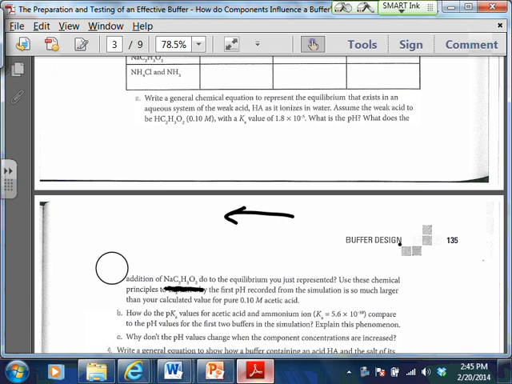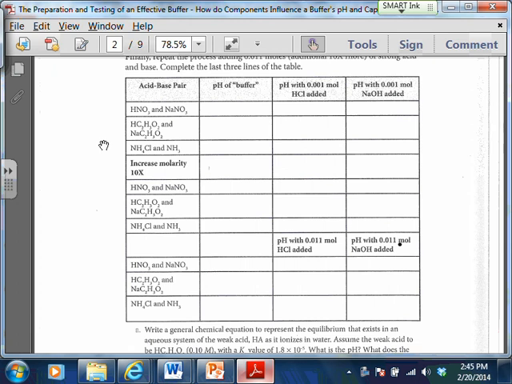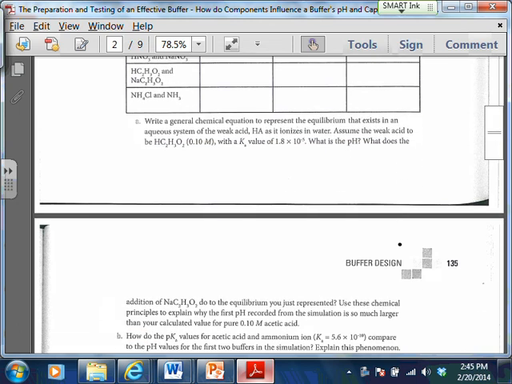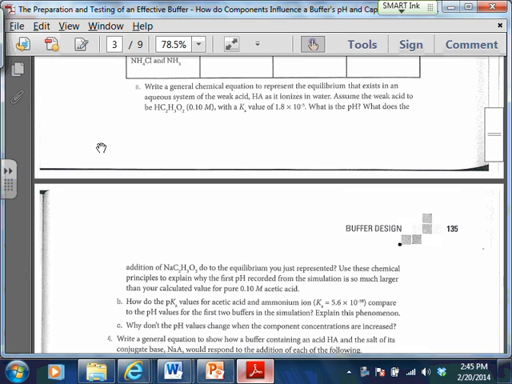Then it says use these chemical principles to explain why the first pH is so much larger. The first pH recorded from the simulation is so much larger than your calculated value for pure 0.1 molar acetic acid. Oh, okay. They're talking about the pH recorded from the acetic acid part of the simulation. And if you do that, the pH of that buffer solution, when you have equal amounts, ends up being about 4.74. So they're asking you to explain why that pH is so much larger than your calculated value for pure 0.1 molar acetic acid. When you calculate using your ICE table, you should get a much lower pH for just pure acetic acid.